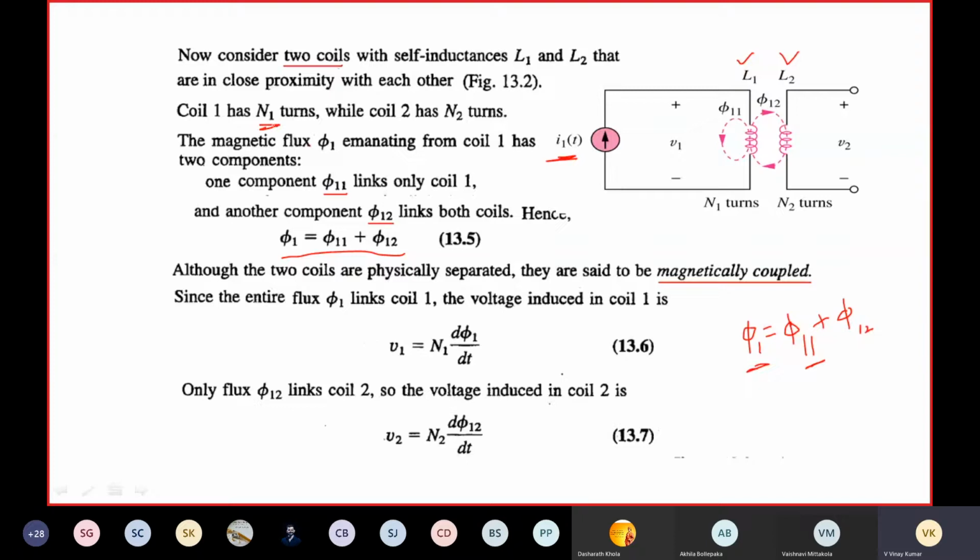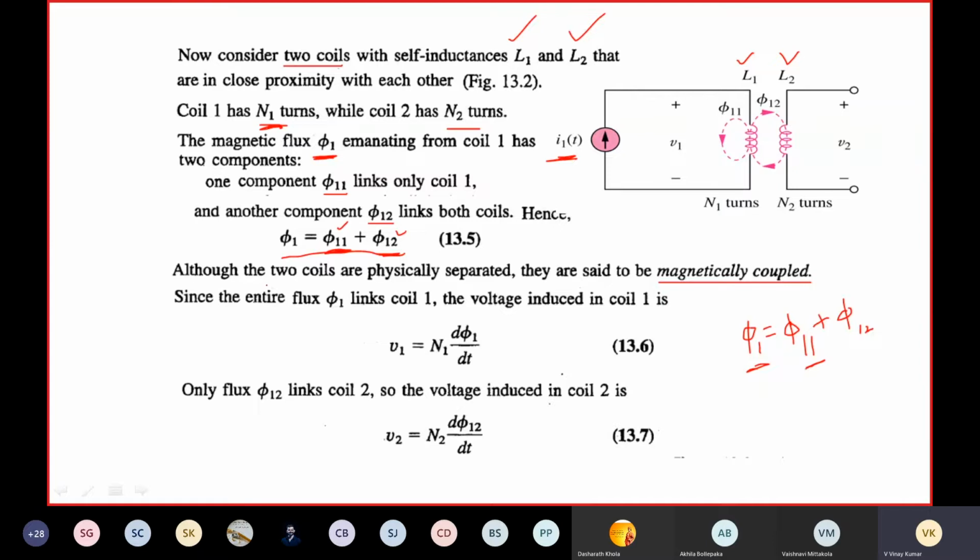Here, N1 is the number of turns of coil 1, N2 is the number of turns of coil 2, L1 is the self-inductance of coil 1, L2 is the self-inductance of coil 2. Total flux produced by I1 is phi 1, which has two components: phi 1 1 and phi 1 2. Phi 1 1 is the flux linking coil 1 only. This is the flux linking both coil 1 as well as coil 2. That is phi 1 2.